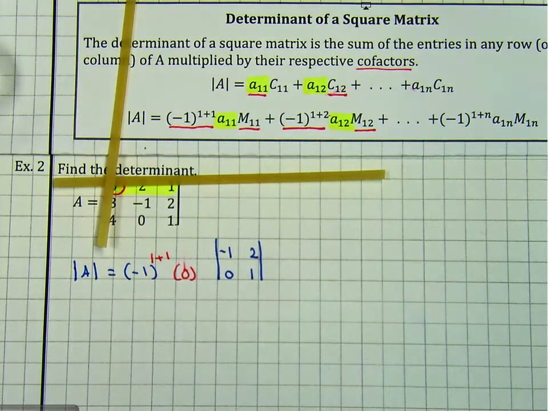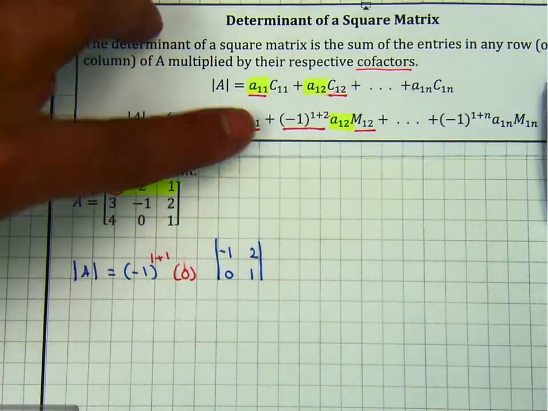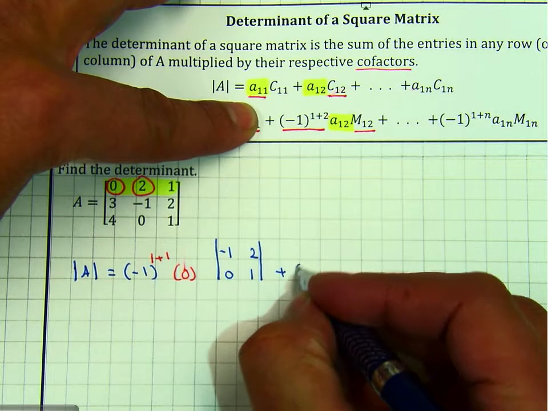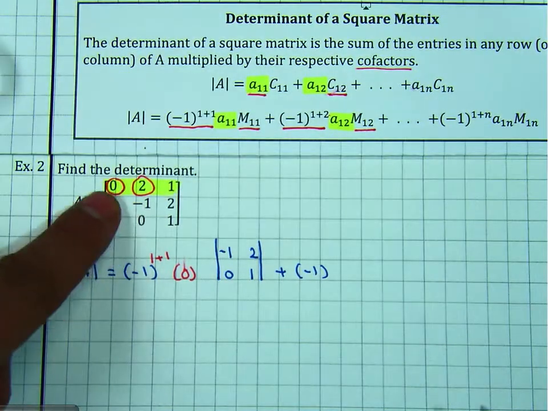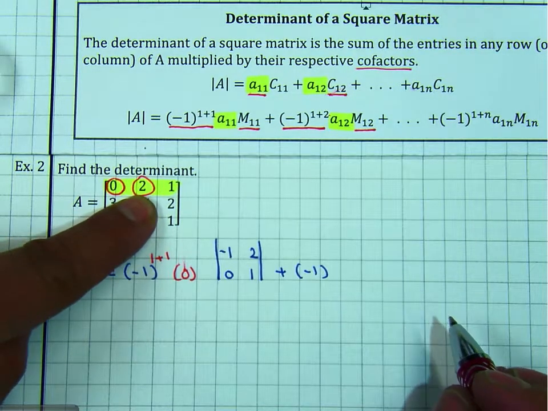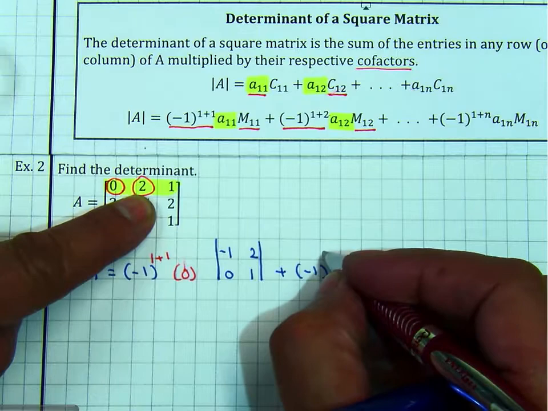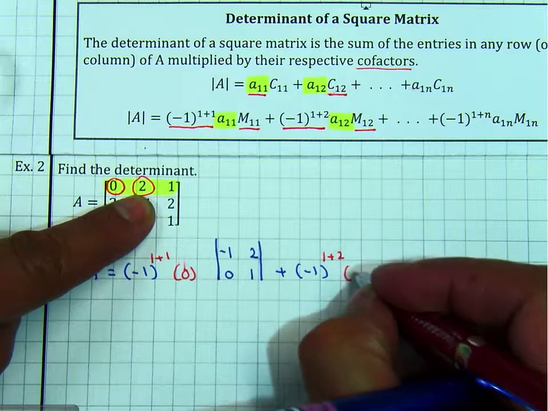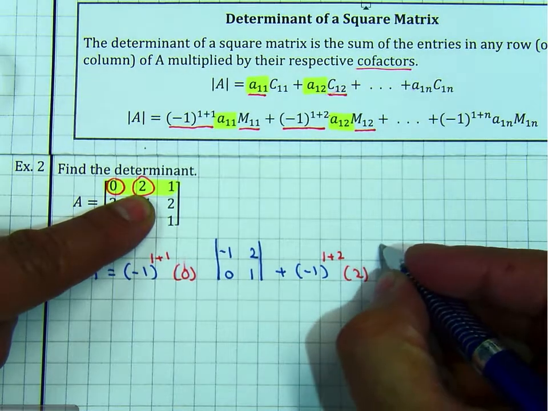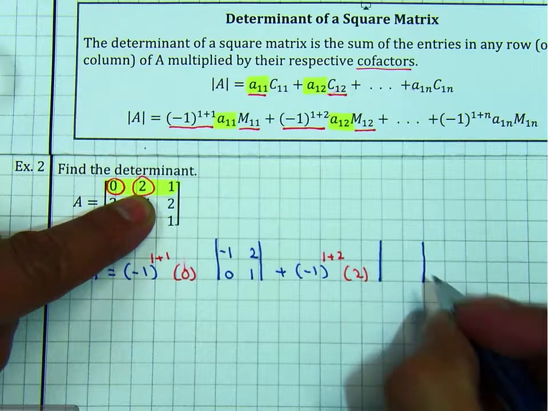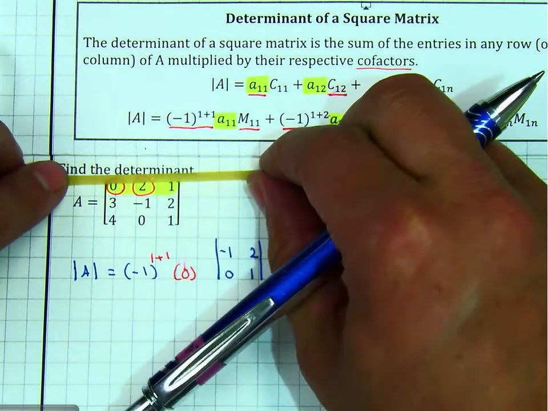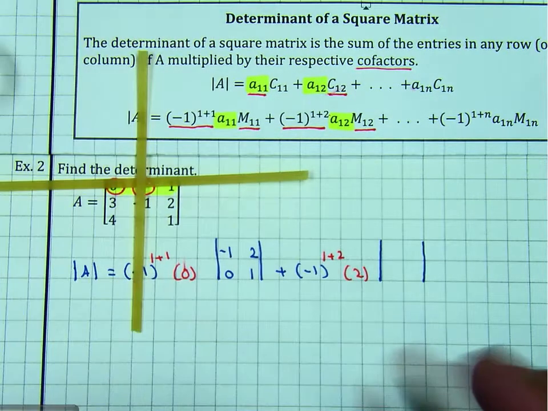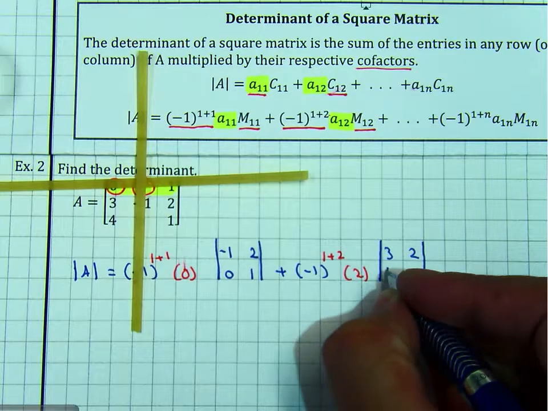And I'm going to do the same thing with the next number. So I'm going to continue with the next step. The next number is 2. We're going to start with plus. It'll be -1. This is the first row, second number. This is 1, 2. So it'll be first row, second number. Then the number itself, which is 2. Now the determinant, you're going to delete the row and the column. So it'll be 3, 2, 4, 1.